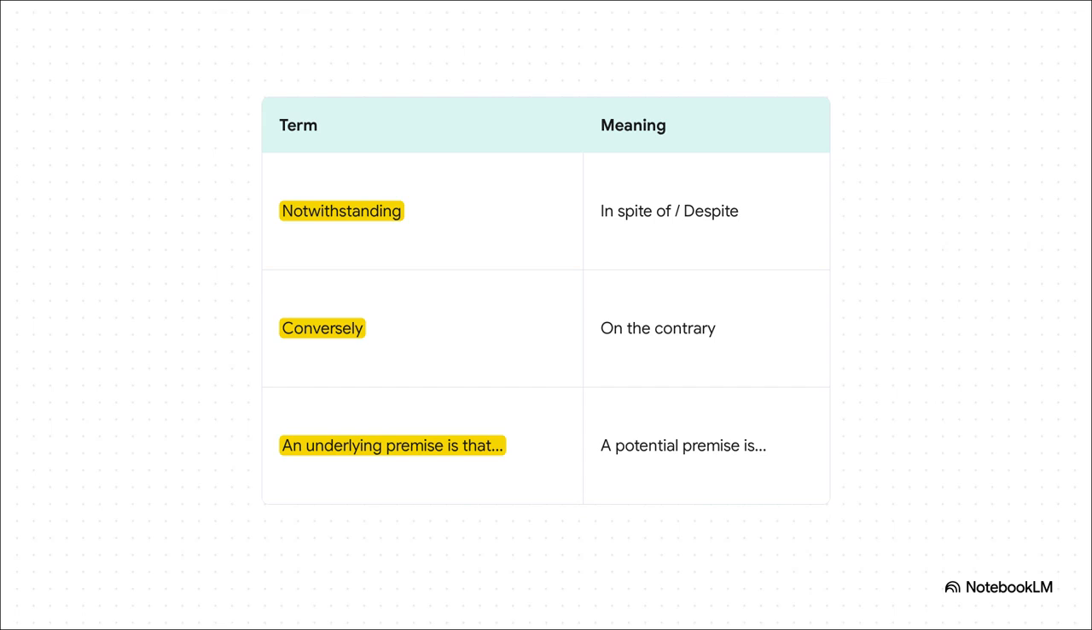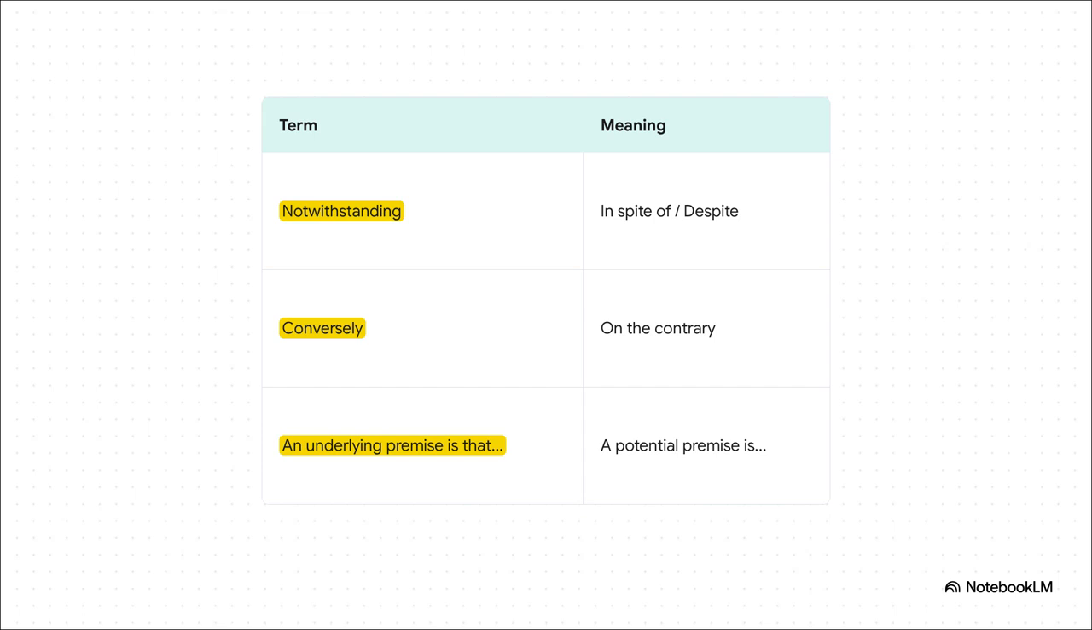Conversely, 相反地. For Speaking Task 7, lock in this exact chunk: conversely, it can be argued. Use it to pivot your argument smoothly. For example, conversely, it can be argued that subsidizing public transit is more effective.